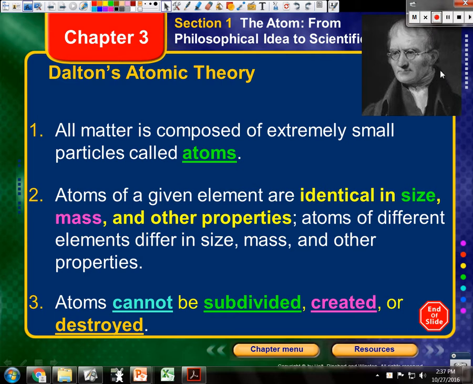I just want to hit the high points again. He said everything's composed of atoms. True or false? True. All atoms of the same element, so all carbon atoms, every single one of them, are the same in size and mass. That's false. And what was the thing I told you that makes that not true? Isotope. Isotopes are the same elements with a different number of neutrons. Very good.